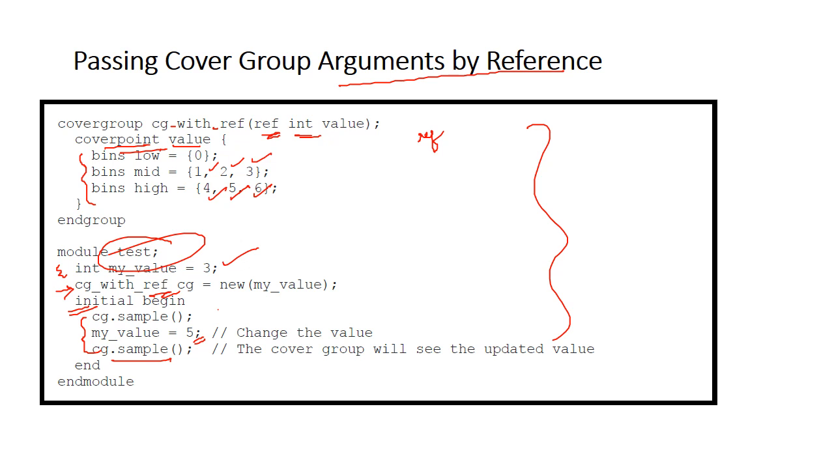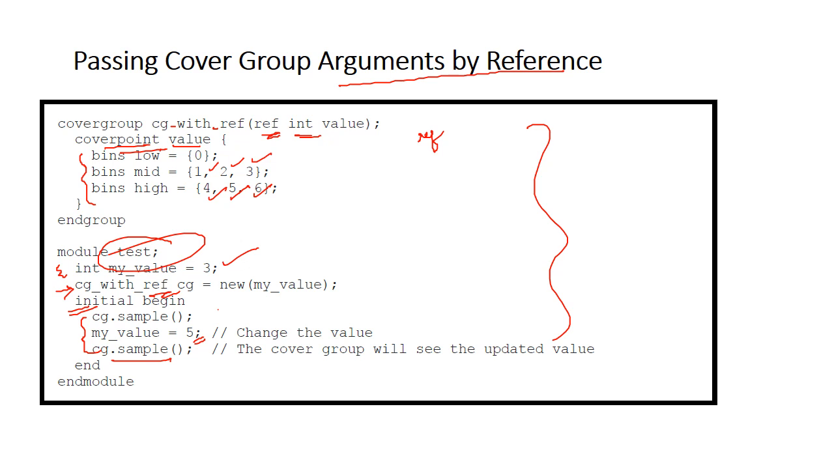Then again, like the previous example, we have a cover point value here. This is going to define a cover point for the variable value. Cover points are used in order to specify the values or the ranges of values that you want to track for coverage. Then again you have bins low, mid as well as high. Bin low is going to track when the value is 0, bin mid is going to track the values 1, 2 as well as 3, and finally bin high is going to track the values 4, 5 as well as 6.